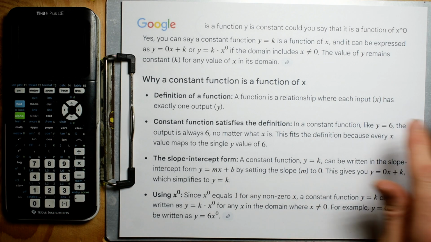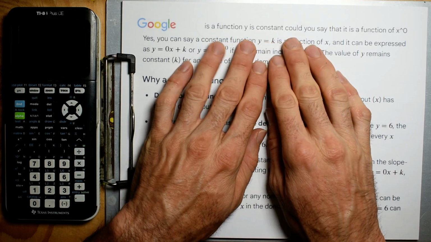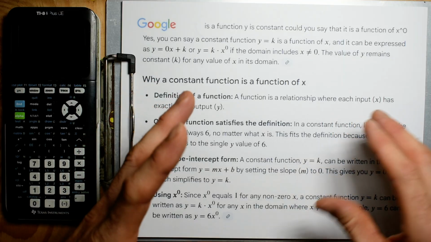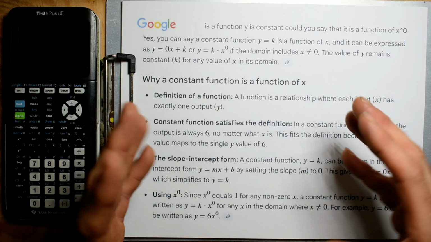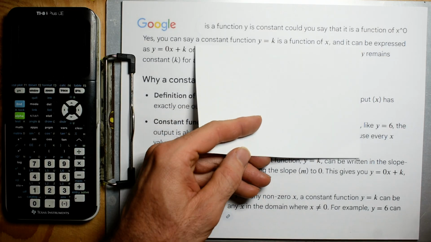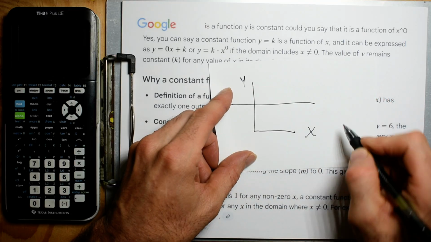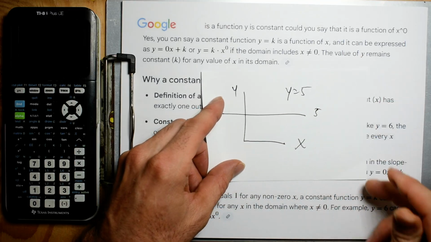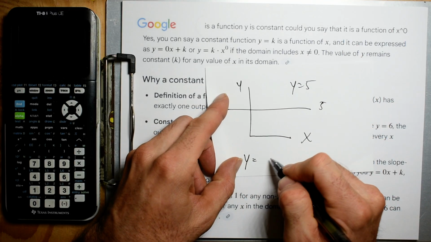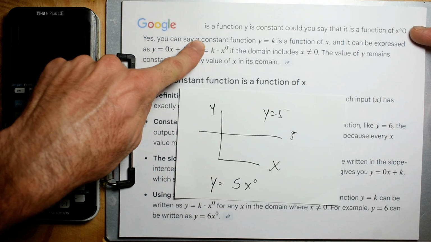And so I did Google this. Is a function y that is a constant, if I have a function that's a constant, could you say that it is a function of x to the 0? So I said if I just have y equal to 5, could I say this is y equal to 5x to the 0? That's what I'm saying here. And it says, yes, you can.